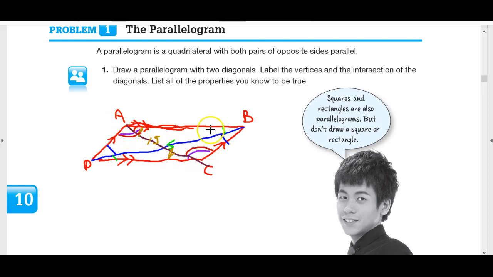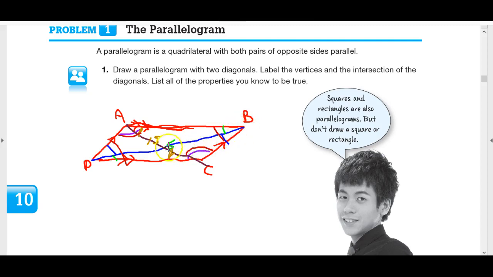So again, the diagonals are creating congruent triangles, and that means the angles and all the parts have to be congruent. So opposite sides have to be congruent, the opposite angles, every part has to be congruent because they are corresponding parts of congruent triangles. Alright, what about the diagonals? Are the diagonals the same length?